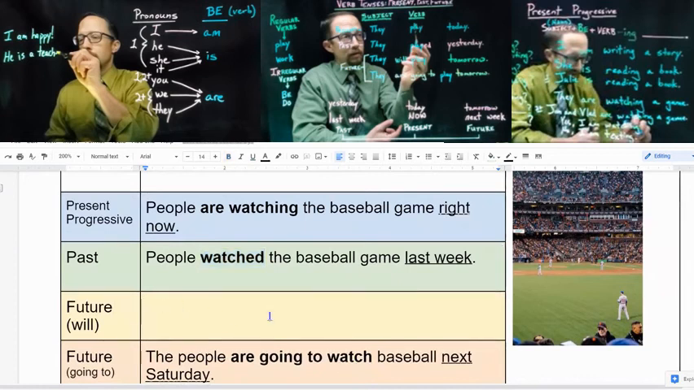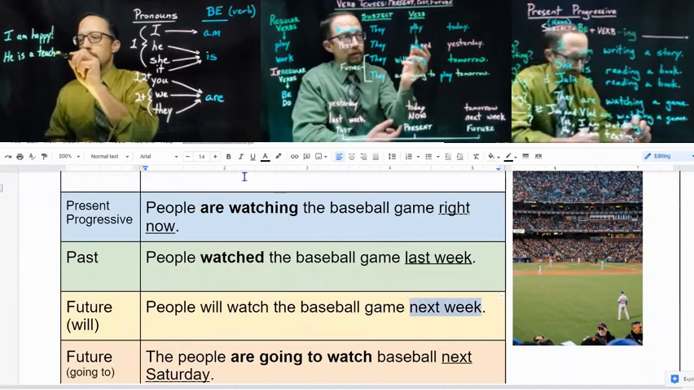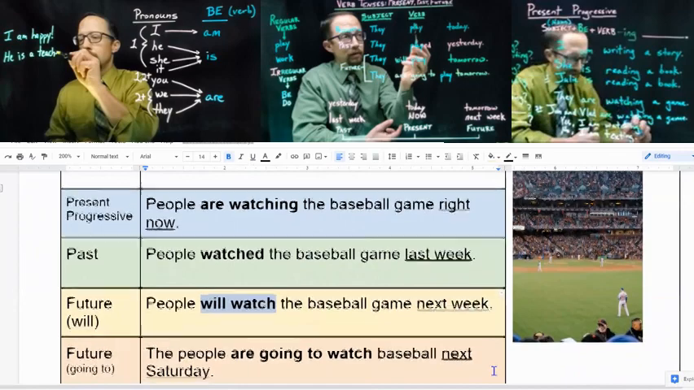Let's go down to the future with will. Again, this one's pretty easy because it does not change. You just say will and then the verb. Will watch the baseball game, let's say next week. We have last week. We have next week. There you go. People will watch the baseball game next week.